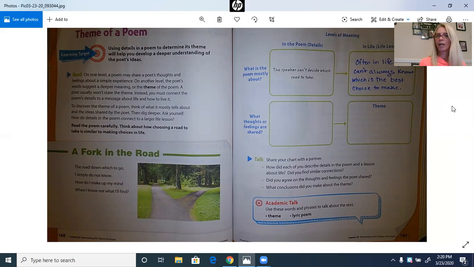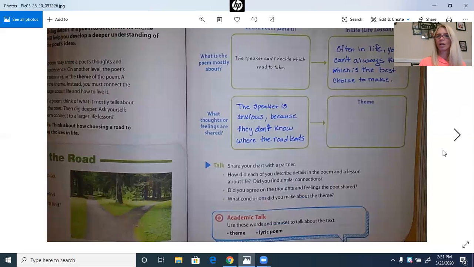So after you're finished writing that, if you need to pause it, go ahead and pause. You're going to go to what are the thoughts and feelings that are shared? So what does the author or the poet share with you? He shares that he is anxious because he doesn't know where the roads lead, right? The speaker is anxious because they don't know where the roads lead.